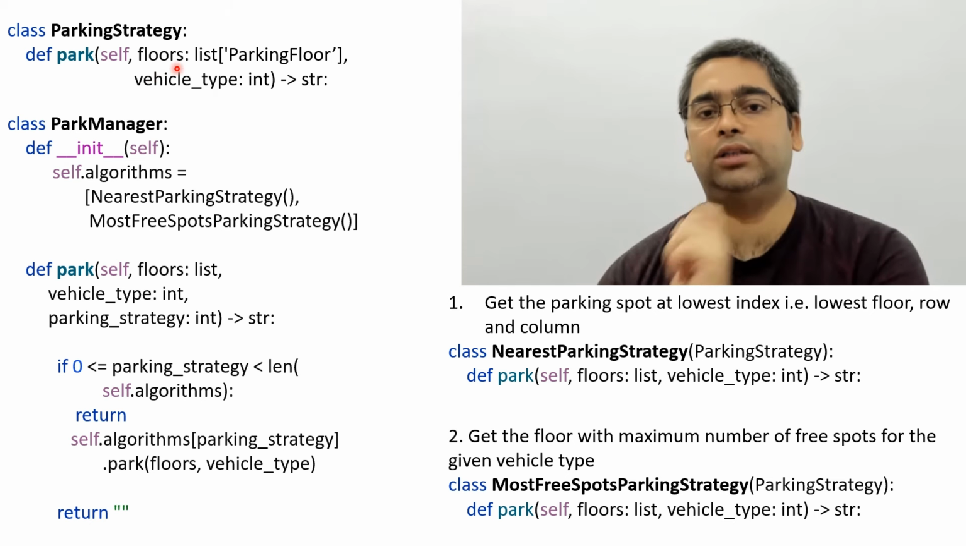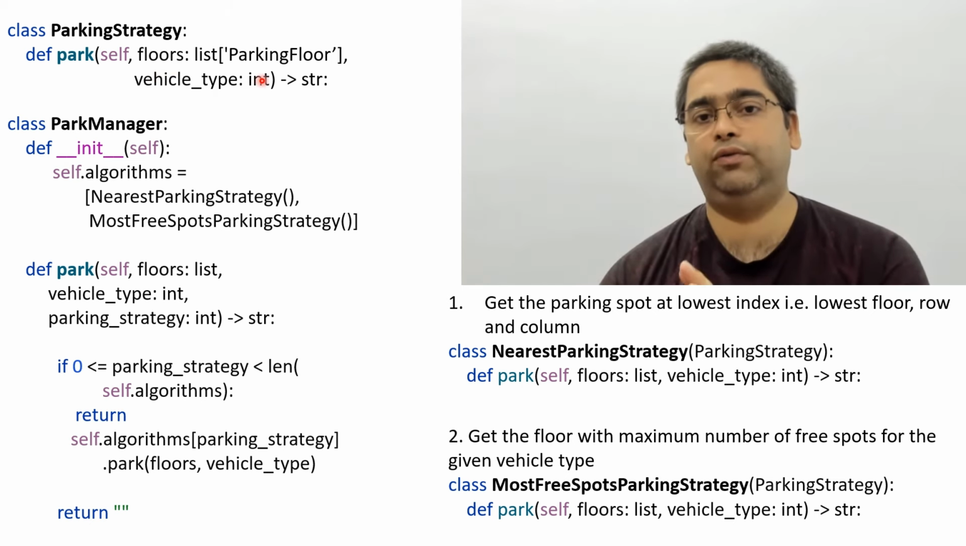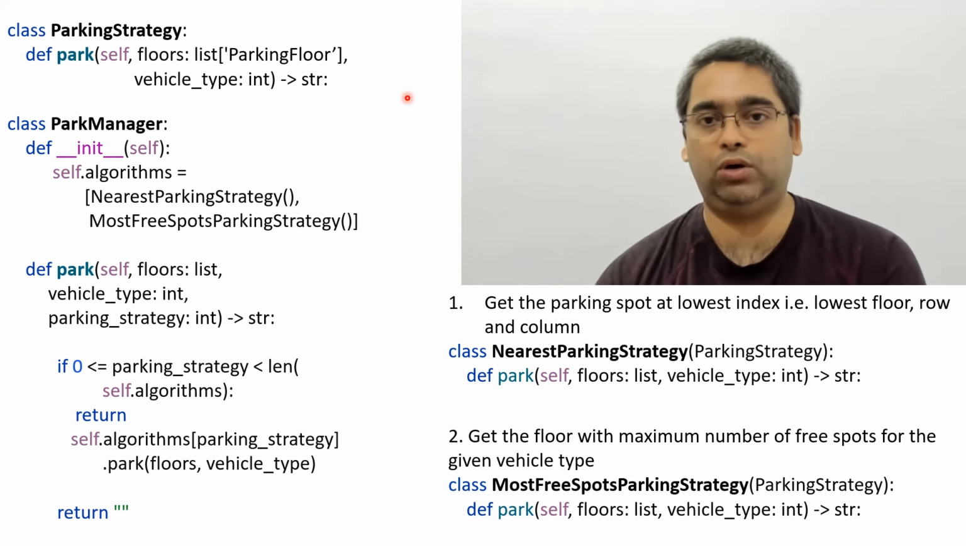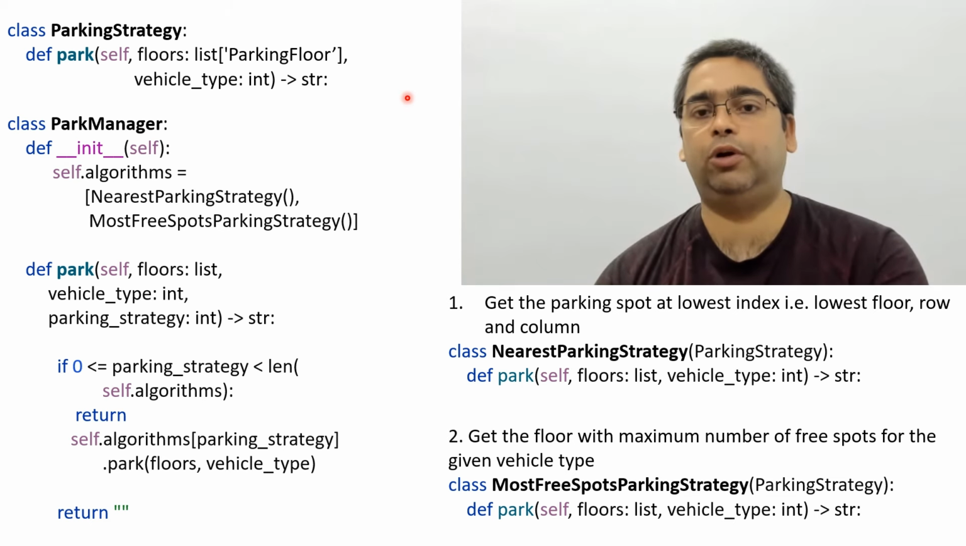Additionally, it also takes a floors list or an array of parking floor objects, which will be used to do the final parking because it is the parking floor object which has got access to all the parking spot objects. So to reserve, we need a parking spot object which is accessed by a parking floor object.